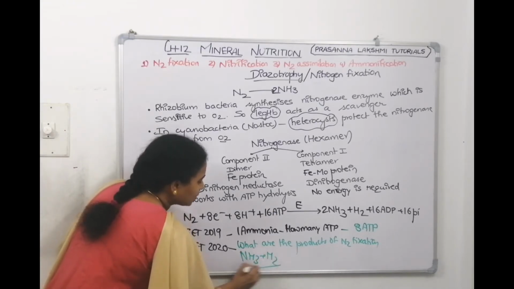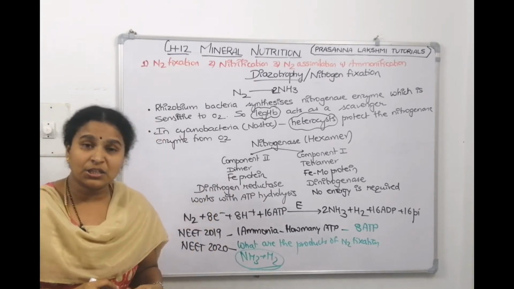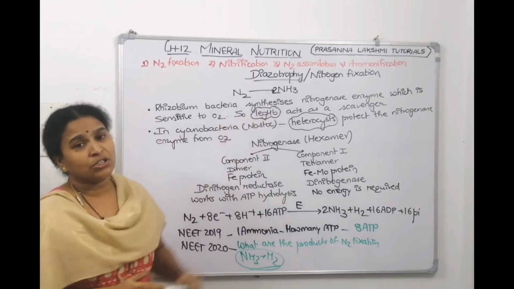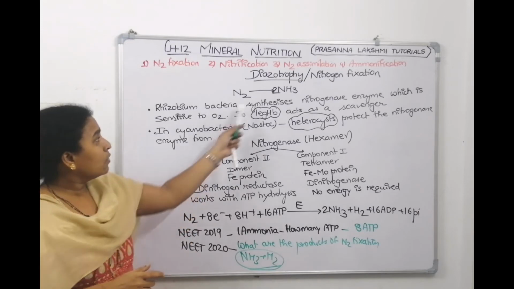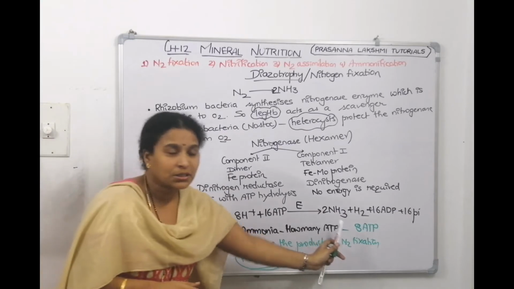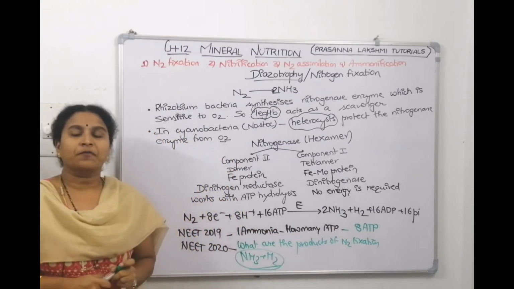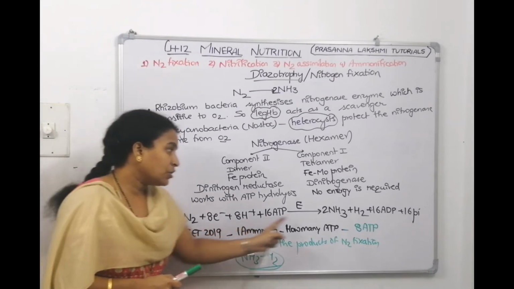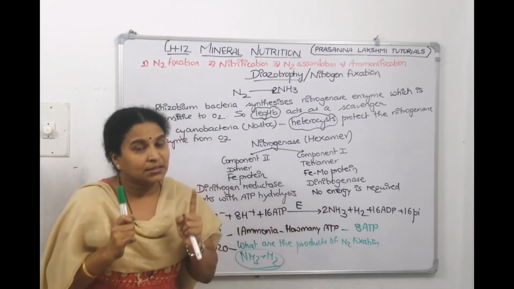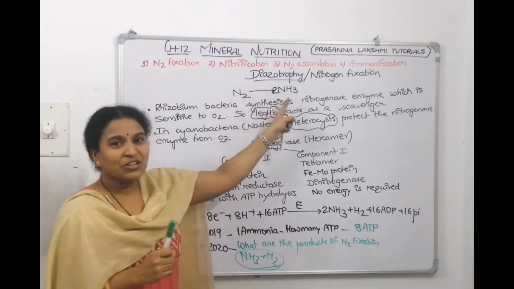Ammonia plus hydrogens are the products. Most of the children made a mistake here and just took this equation into mind. So they said only ammonia is formed, but when you balance the equation, this is a complete process, right? So ammonia with hydrogen are the products of nitrogen fixation. This equation is there in the NCERT textbook, but this equation is also there.